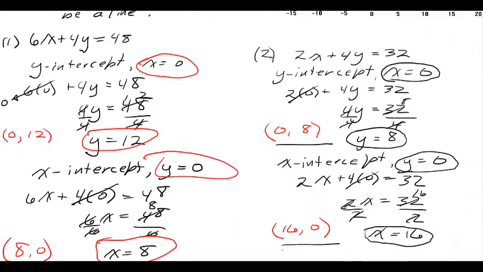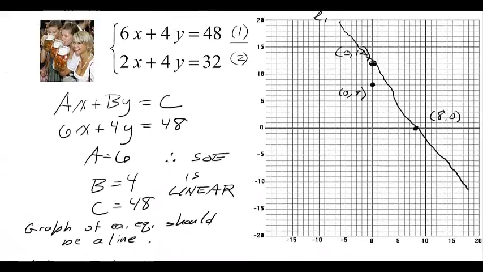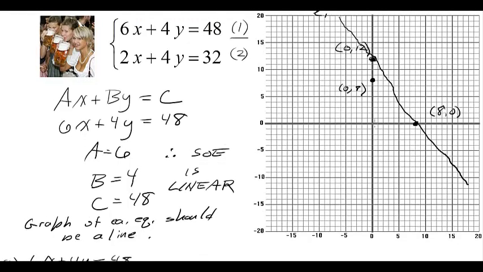And our other point was 16, 0. So we go over 5, 10, 15, 16. So that's 16, 0. Oops, running out of room. And we connect the two dots again for line 2. So that's line 2, which corresponds to equation 2.